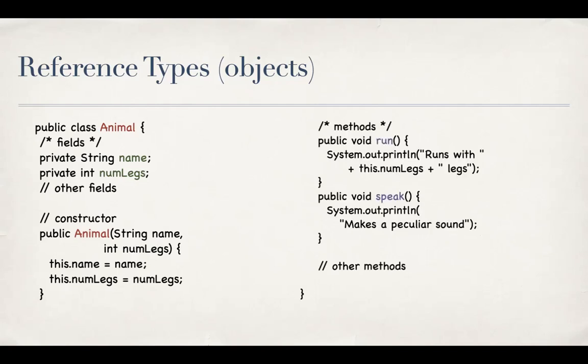Okay. We are also adding two other methods, run and speak. These are silly methods for now. We are simply printing that it runs with the number of legs, and in the speak method we are saying makes a peculiar sound.